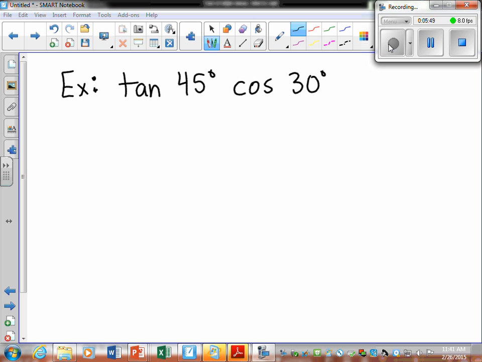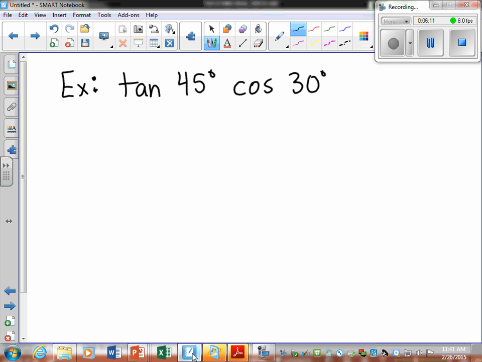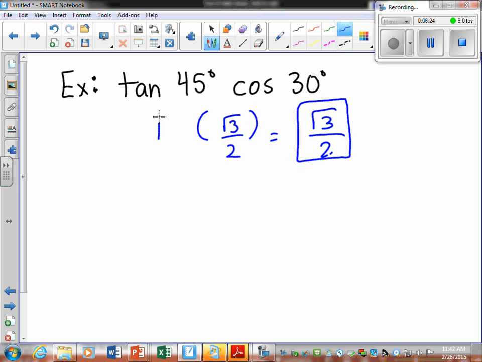Okay, let's see another example. Tangent of 45, locate that on your unit circle, cosine of 30. So tangent of 45, tangent is your y over your x, so tangent's going to simplify to be 1. And then cosine of 30 is going to be square root of 3 over 2 right there. So let's go back over here. We said tangent of 45 simplified to be 1. Cosine of 30 is square root of 3 over 2. So the solution will be square root of 3 over 2.